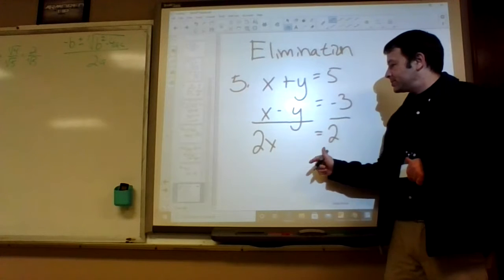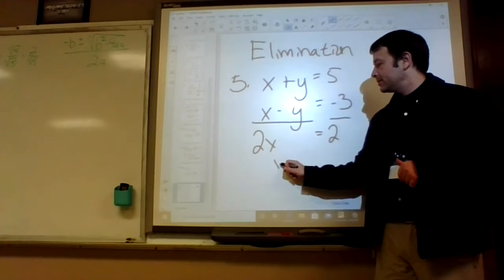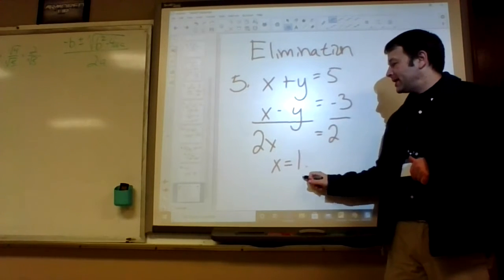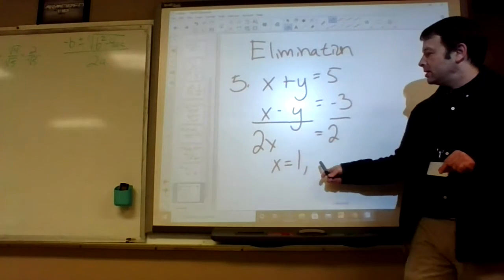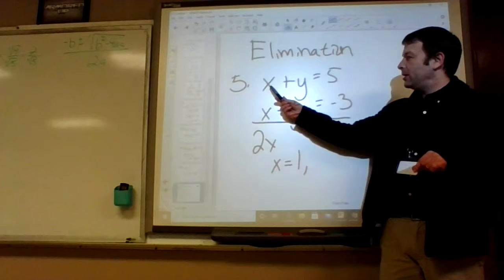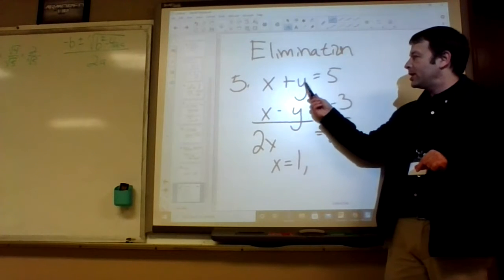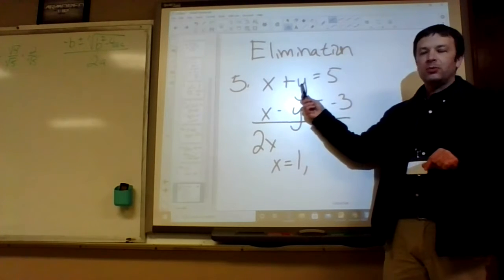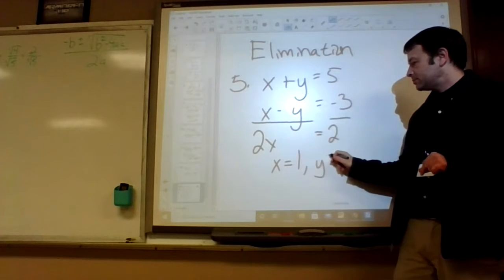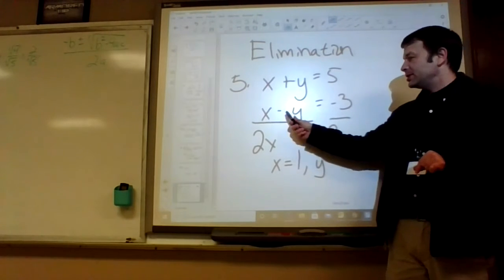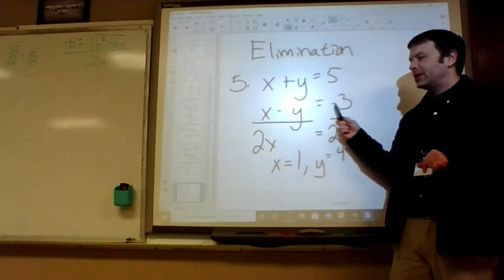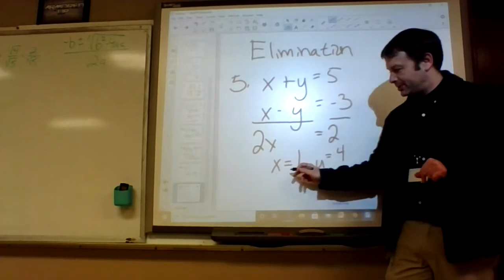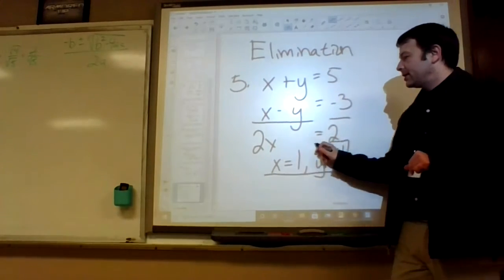2x equals 2, so what's x got to be? 1. Just like yesterday, once you get one of the variables, what do you do? You plug it back in. If x is 1, 1 plus y equals 5, so y has got to be 4. You can check it in the other equation. Does 1 minus 4 equal negative 3? Yes.